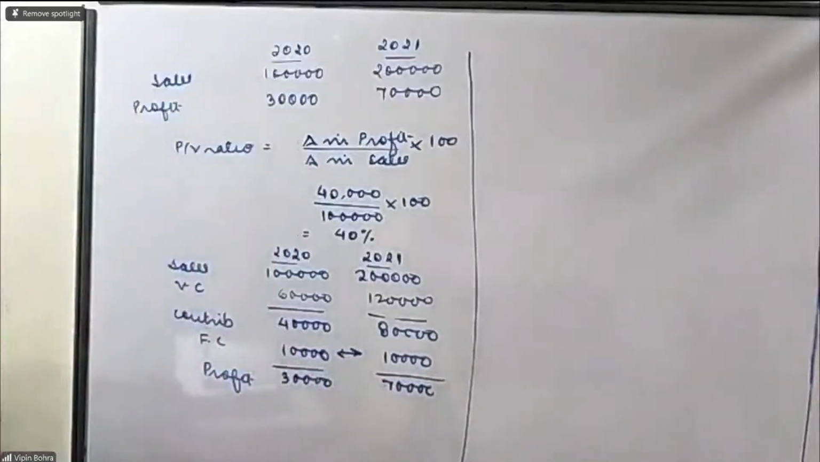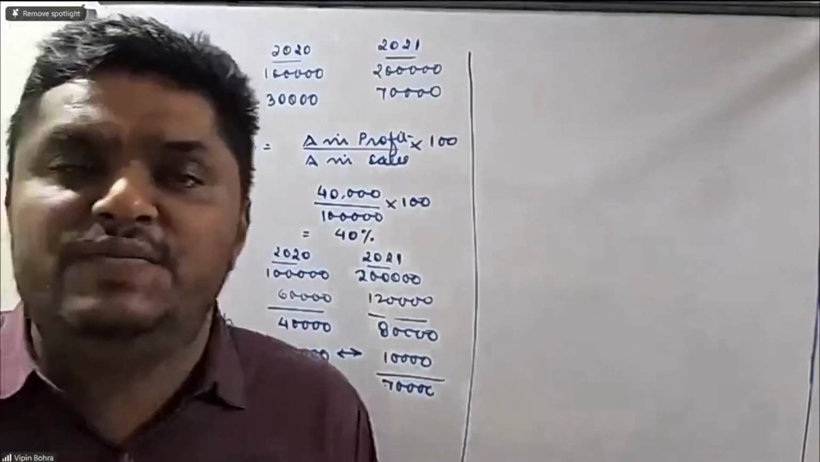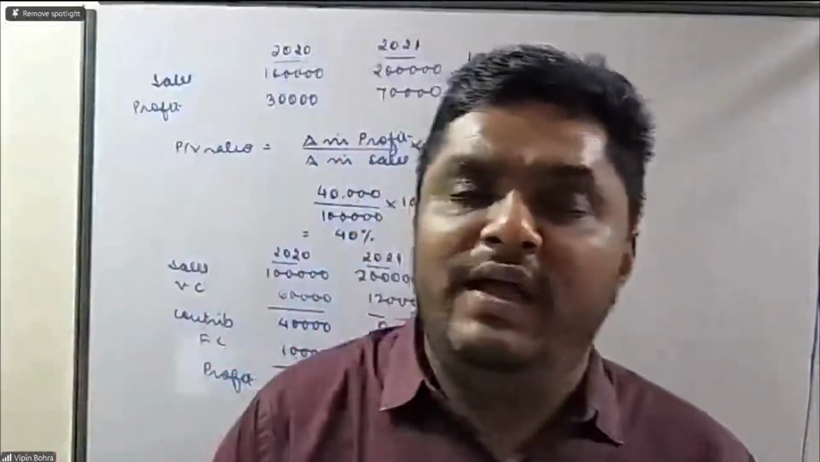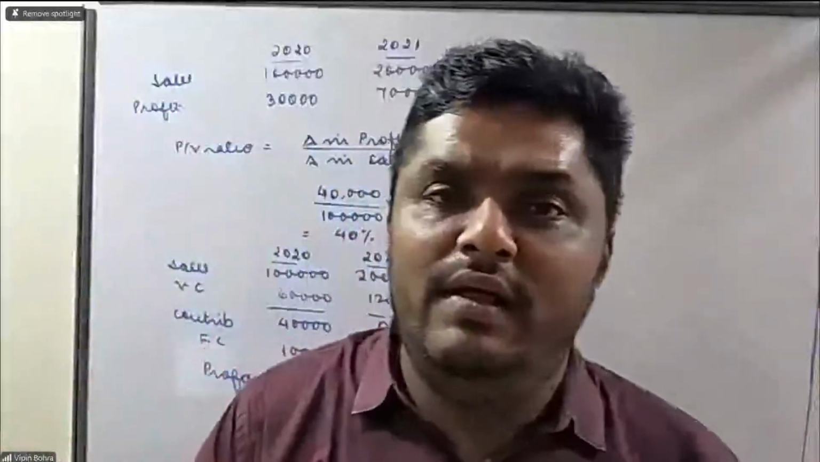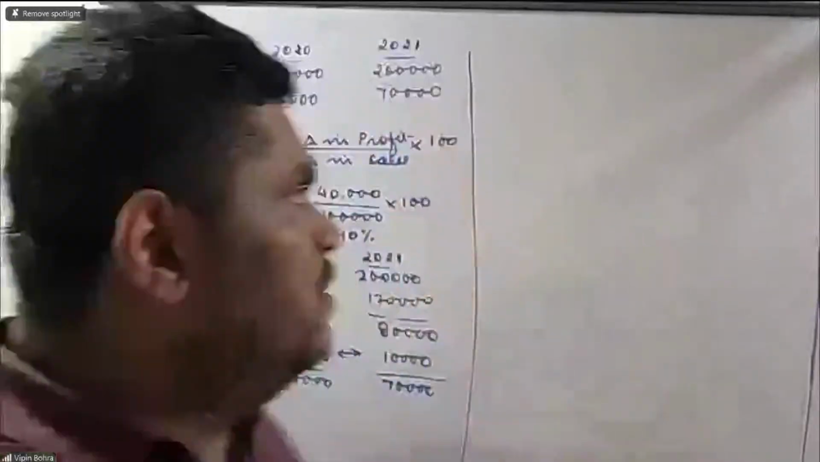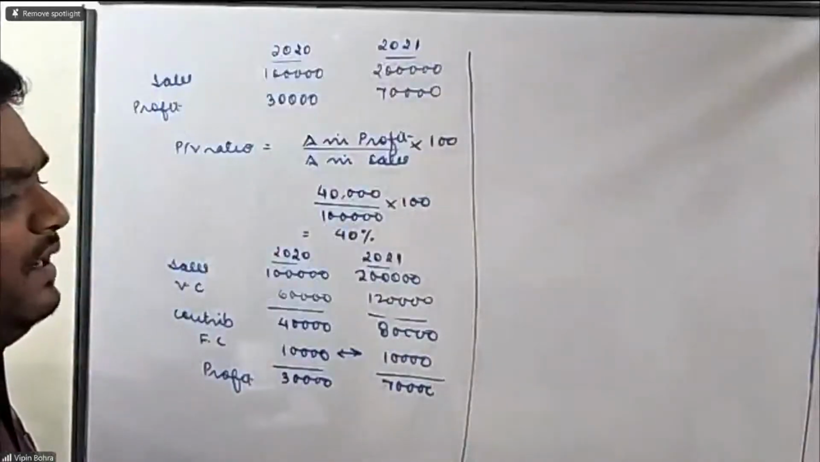So this is one more concept wherein two period figures are given. So very simple, guys. The things that are changing are basically the profit and basically the sales. So this is how the PV ratio is calculated.